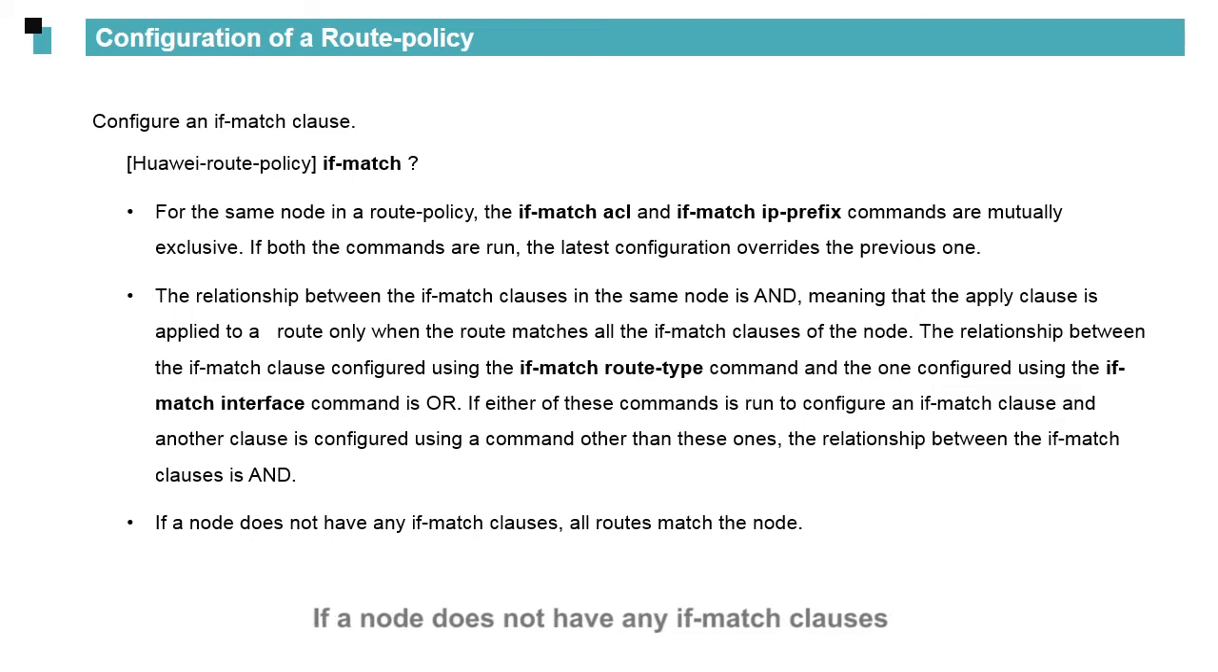If a node does not have any if-match clauses, all routes match the node. If a node has multiple if-match clauses, the relationship between these if-match clauses is AND, meaning that a route matches the node only when it matches all the if-match clauses of the node. The if-match acl and if-match ip-prefix commands are mutually exclusive. The relationship between the if-match clause configured using the if-match route-type command and the one configured using the if-match interface command is OR.